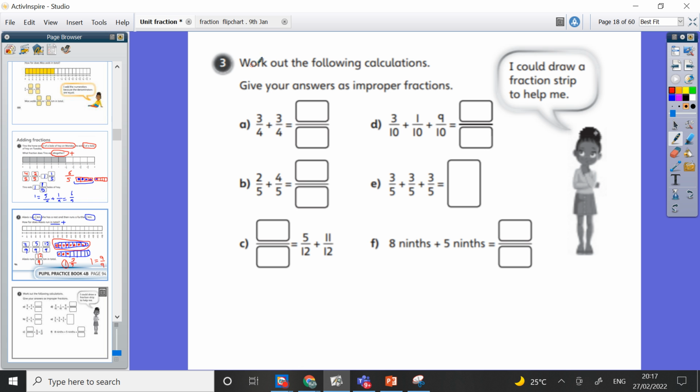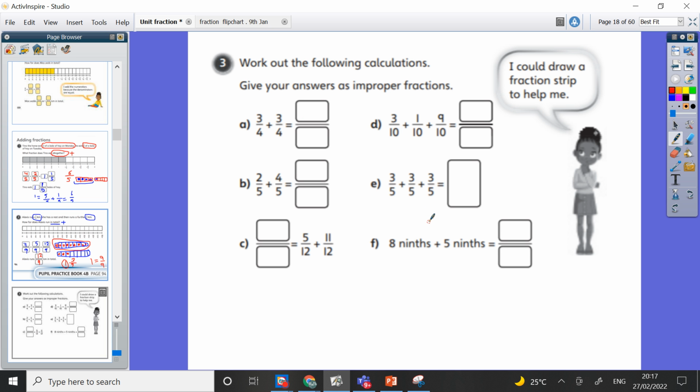In this question, we have to work out the following calculations, giving our answers as improper fractions. Here you have to use the same method which you used in questions 1 and 2. The first fraction is 3 over 4 and the second fraction is 3 over 4. When two fractions are adding, we never add the denominators, only the numerators. Let me do this question down.